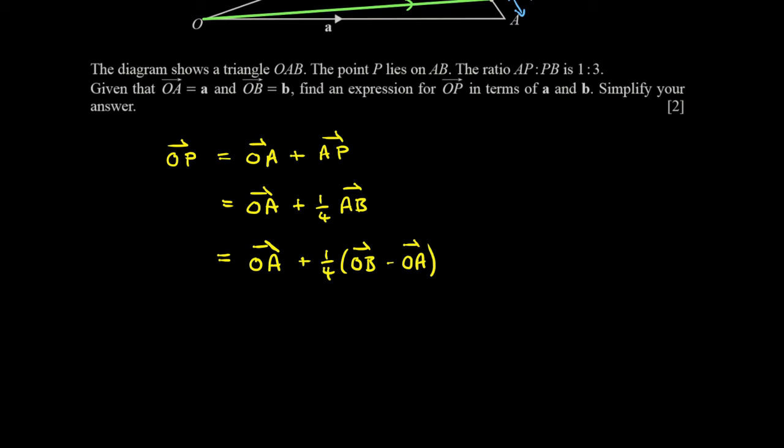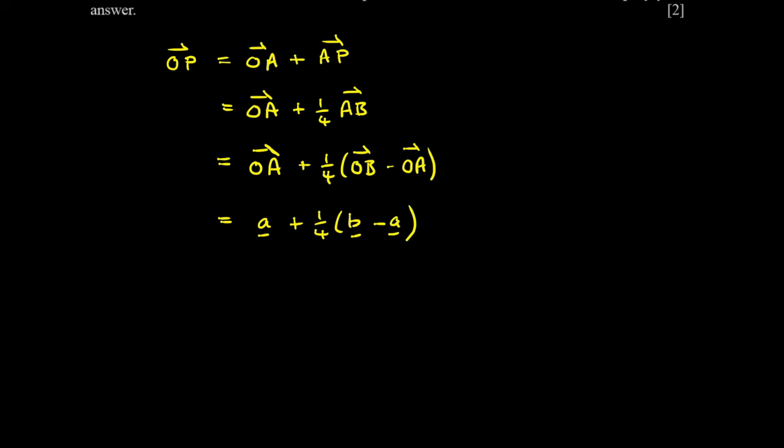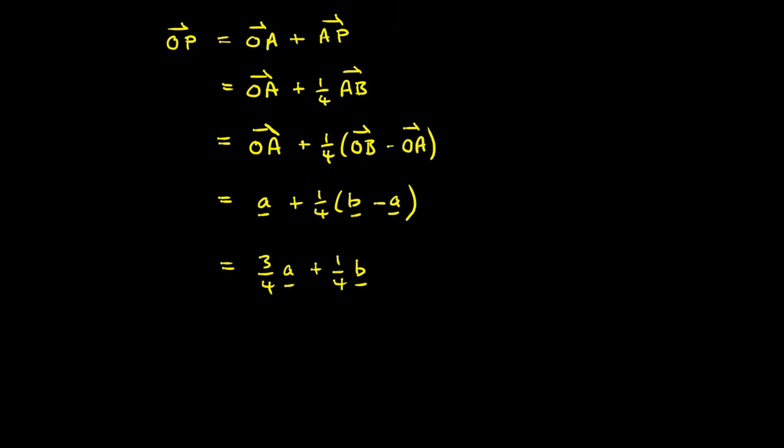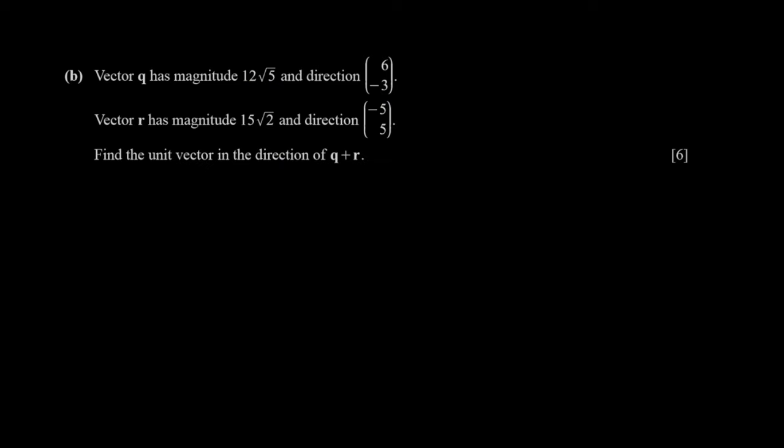Okay, so now we're just substituting our letters. We've got a plus a quarter of (b minus a). And so, of course, if we simplify that, then we've got a minus a quarter of a, which is three quarters of the vector a, plus a quarter of the vector b. Okay, and I think that's it. And hopefully that should be a reasonably straightforward vectors question to start with.